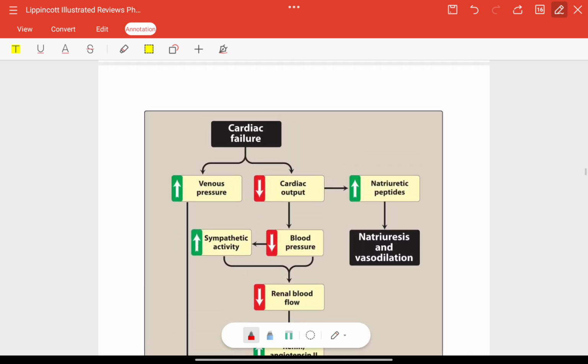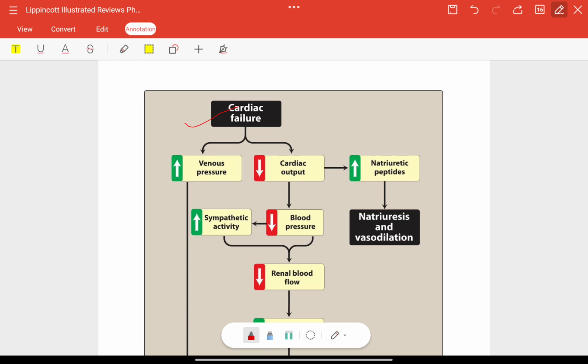Consequences of heart failure. When you have a cardiac failure, venous pressure is increased, cardiac output is decreased, which decreases BP, and there is an increase in sympathetic activity, which will decrease renal blood flow.